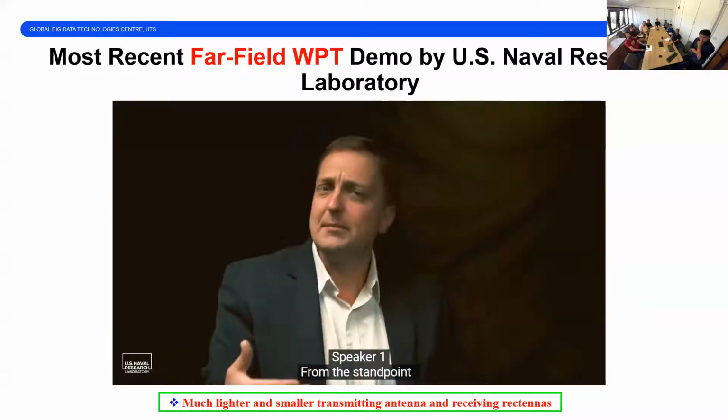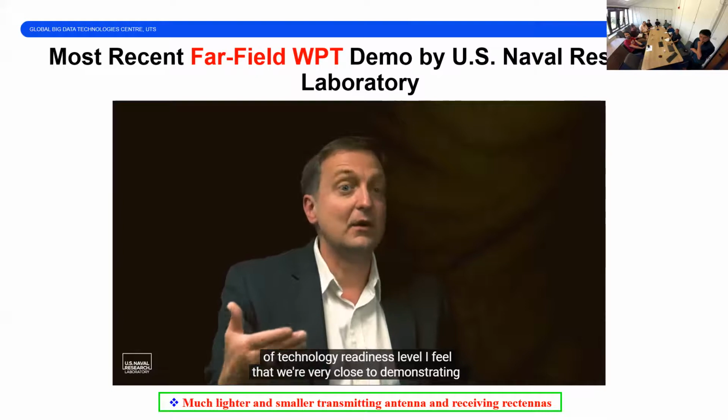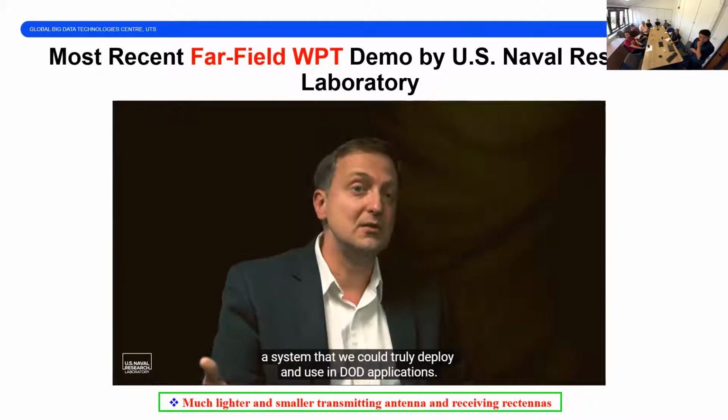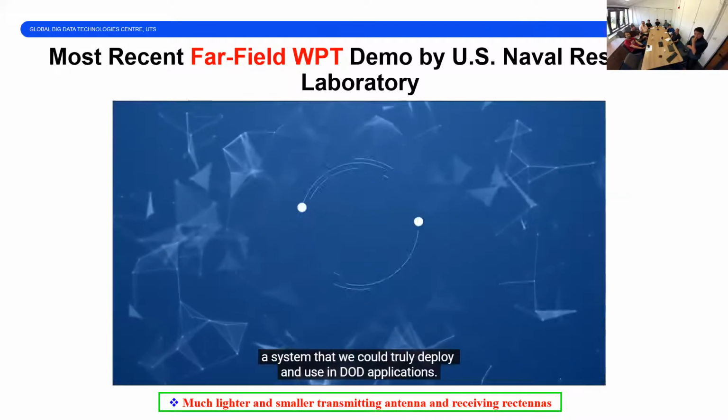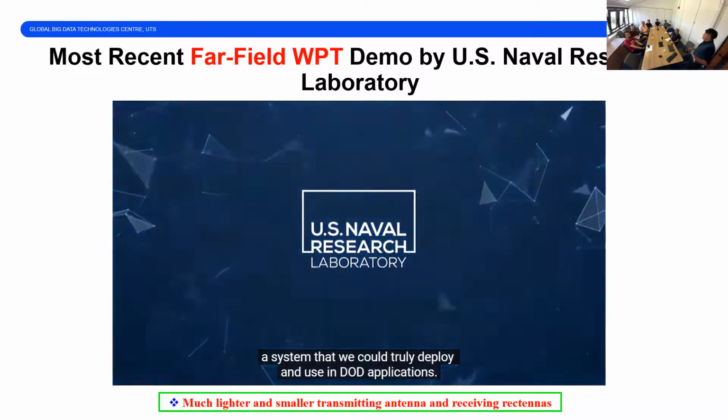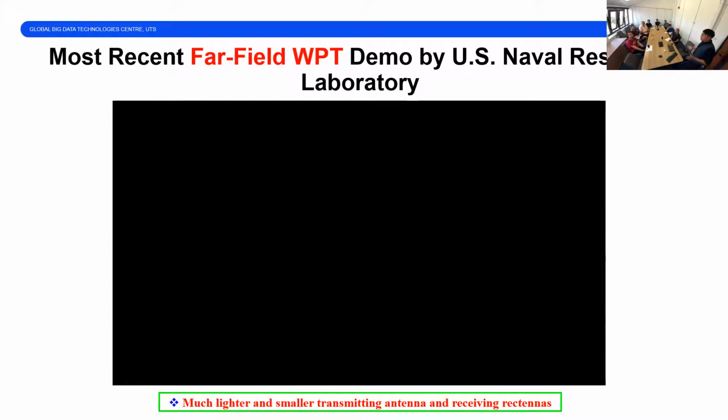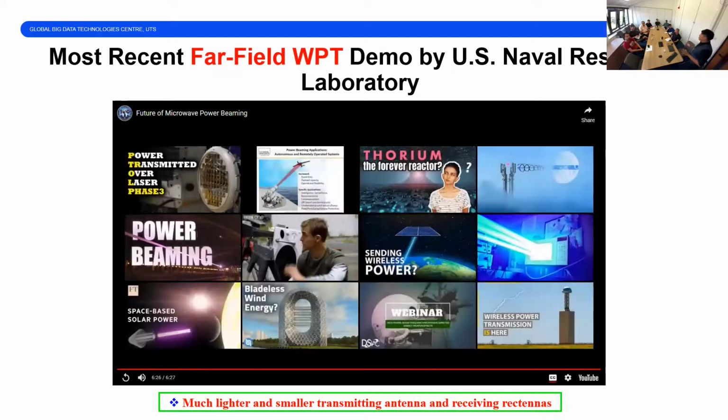intrinsically safe. From the standpoint of technology readiness level, I feel that we're very close to demonstrating a system that we could truly deploy and use in terrestrial applications. Yeah, so this most recent demo just tells us that wireless power transfer at high power is viable and also safe. And the most suitable frequency is around 10 gigahertz microwave bands, because at that band there is less loss when the EM wave is transmitted from space to the Earth.